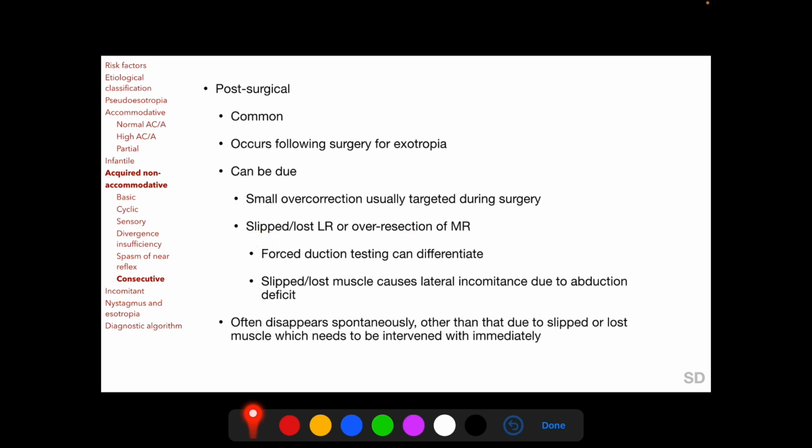These entities can be differentiated by force duction testing, which will show absence of resistance to abduction in consecutive esotropia due to a slipped or a lost lateral rectus muscle, and presence of resistance to abduction in consecutive esotropia due to over resection of medial rectus muscle. Consecutive esotropia due to the targeted small overcorrection or due to over resection of medial rectus often disappears spontaneously, but the consecutive esotropia due to a slipped or a lost lateral rectus muscle needs to be intervened with immediately.